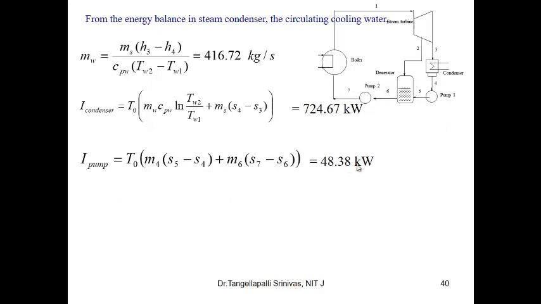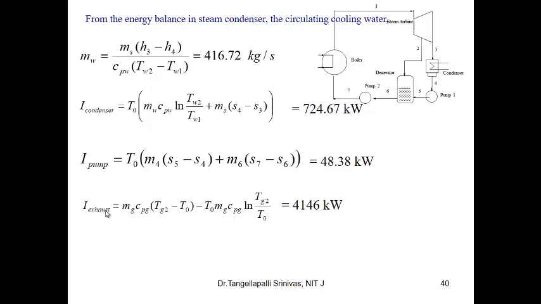as well as pump 2, that is S5 minus S4 and S7 minus S6, which is equal to 48.38 kilowatts. In addition to the components, there is a loss at the exhaust gas after this heat recovery, as well as the hot water coming out from the condenser. These two also have to be accounted for to balance the exergy, the total exergy of the plant.